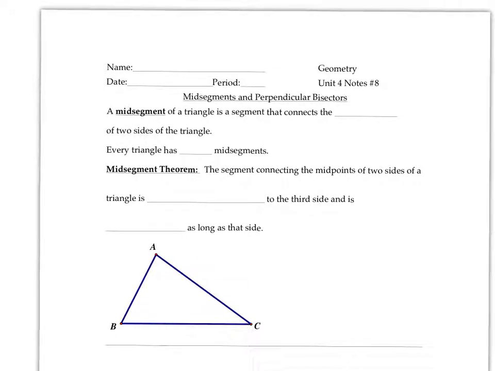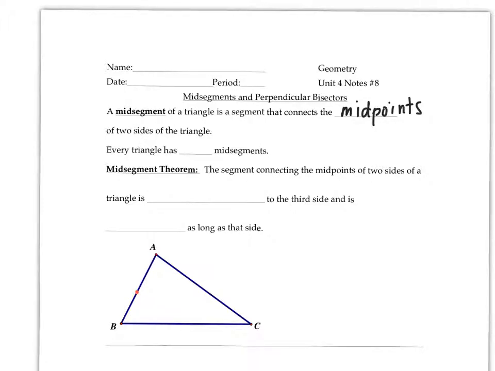Hi everyone. So today I'll be taking a look at Unit 4, Notes number 8, which covers midsegments and perpendicular bisectors. A midsegment of a triangle is a segment that connects the midpoints of two sides of the triangle. So if you take a look at this triangle below, you can estimate where the midpoints would be.